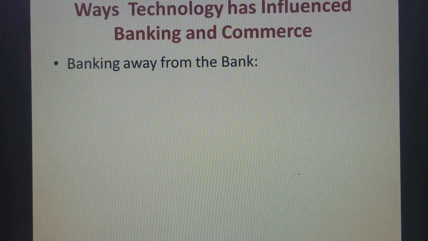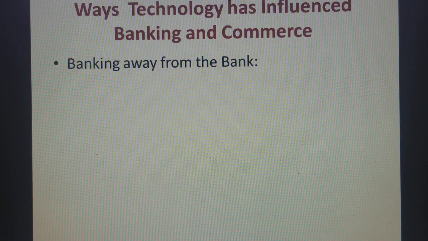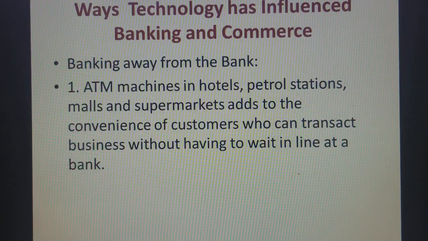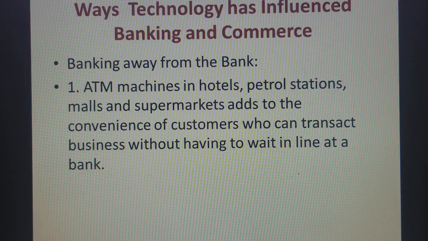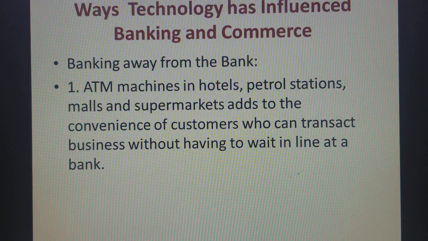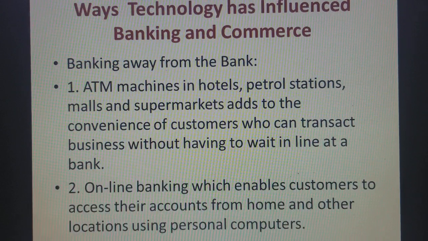Now, the technology has allowed banking to be done away from the bank. So we're going to talk about banking away from the bank. One, ATM machines are now available in hotels. They're available in petrol stations, malls, supermarkets, right? Which adds to the convenience of customers who can transact business without having to wait in long lines at the bank.